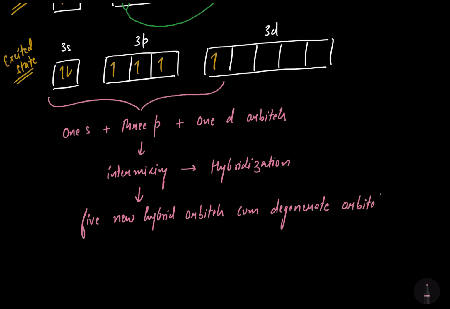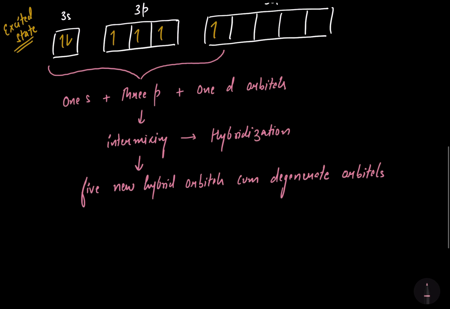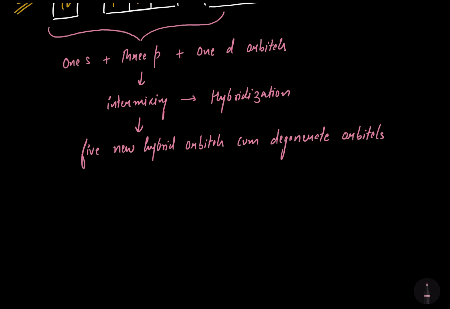So all the new 5 hybrid orbitals will be of equal energies. That's why they are called degenerate orbitals also. So these new 5 hybrid orbitals are over here. I'm making the 5 new boxes, and I have joined them because they are degenerate orbitals.